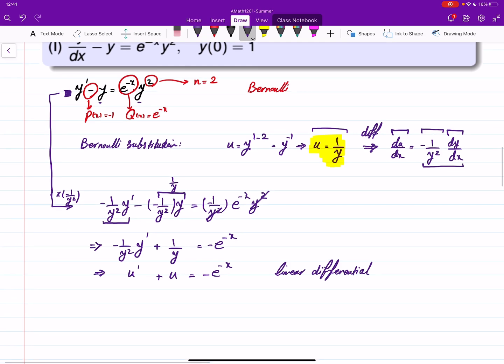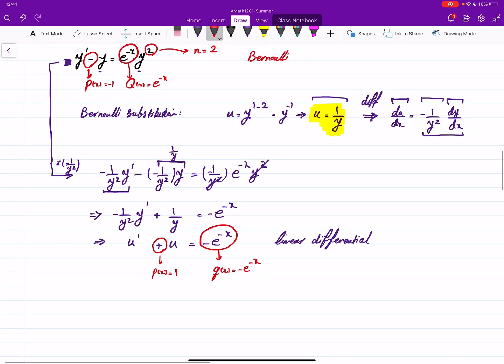Well, we know that now I have the coefficient of u here. This is lowercase p(x), one. The right hand side, this is q(x). So I have all the terms there. I can go ahead and solve it. So, integrating factor.